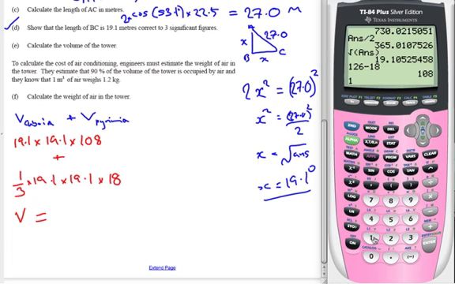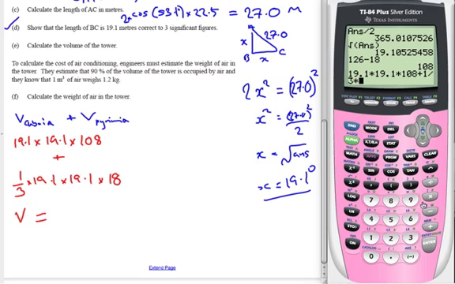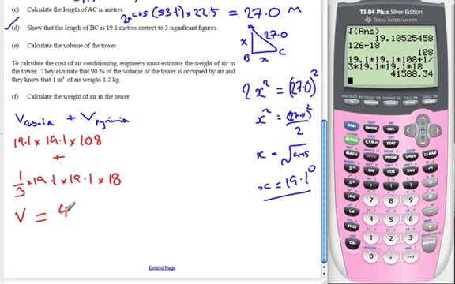I'm going to put that all on my calculator. 19.1 times 19.1 times 108, add 1/3 times 19.1 times 19.1 times 18. Okay, so that's going to give me the volume. Let's write out the whole thing to start with. So I've got 41558.34. I should then give that to three significant figures, which would be 41600, and that's in meters cubed, because all my measurements are in meters.